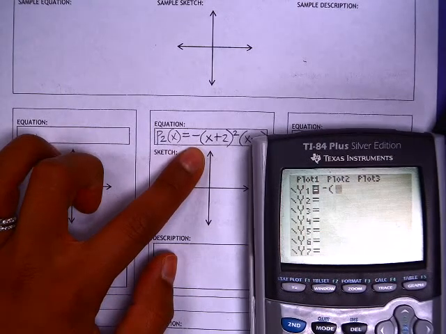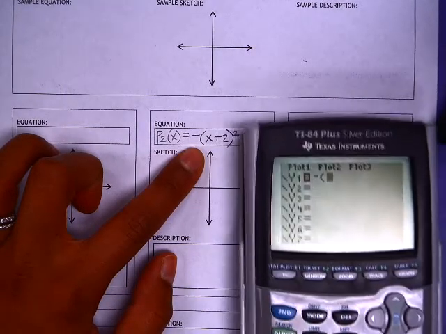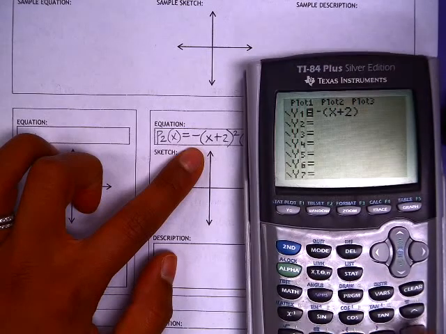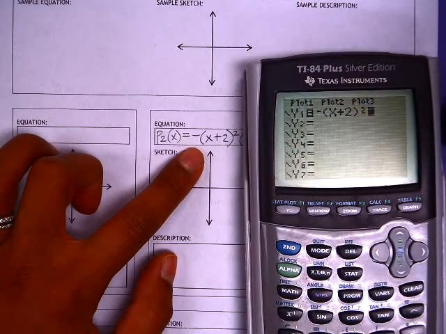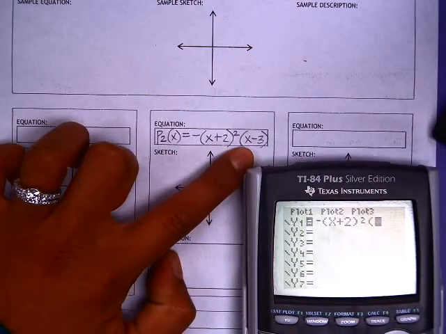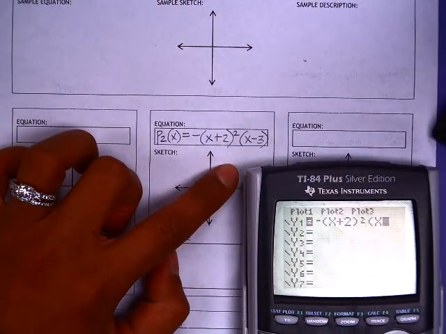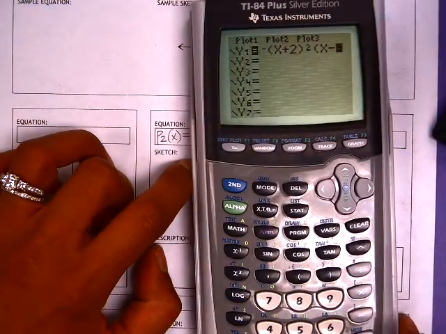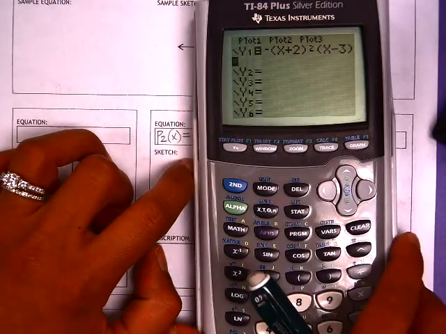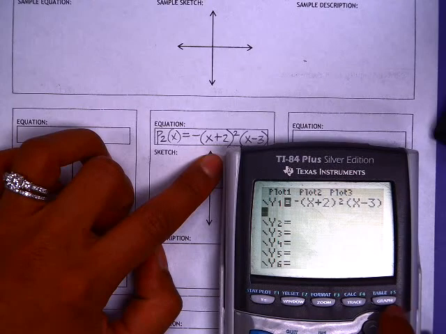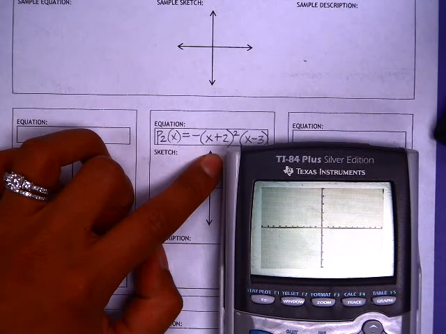parentheses, x is this button right here. So x plus 2 squared is this button right here, and times x minus 3. X. Now, since it's minus 3, I'm going to use the minus button, close parentheses. Once your equation is entered in and you're ready to graph it, you simply hit the graph button.